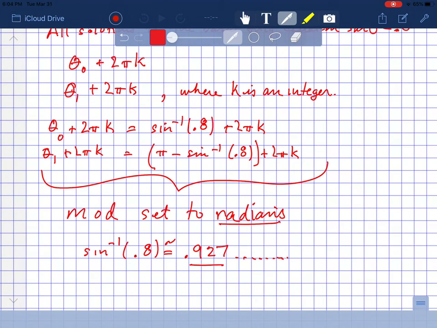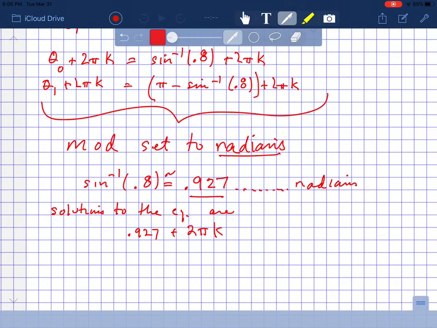So you could say, okay, my solutions to the equation are 0.927. Remember, this is in radians. It better be in radians because I'm going to add to it 2 pi k, and this is certainly in radians. And then it's going to be pi minus 0.927 plus 2 pi k. So these are my solutions.